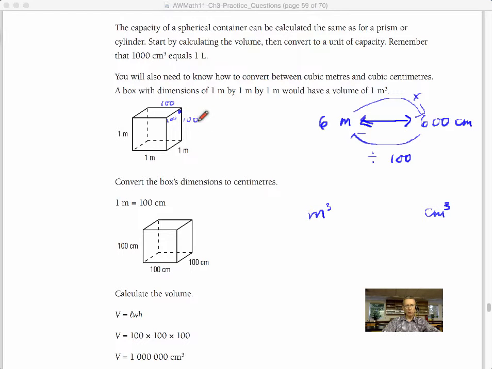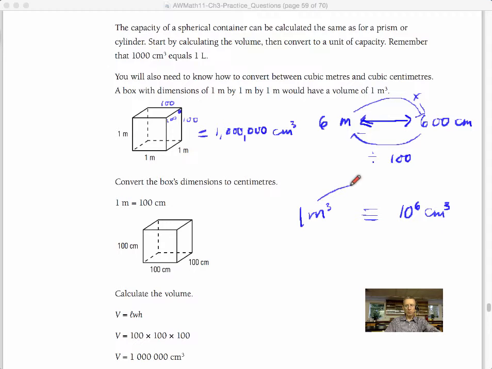So when you end up calculating this in centimeters cubed, this is really a million. 1, 2, 3, 1, 2, 3. Centimeters cubed. There'll be 1 million little cubic centimeters in this meter by meter by meter, in this 1 cubic meter. So 1 cubic meter is actually 10 to the 6, 6 zeros, 10 to the 6 cubic centimeters.